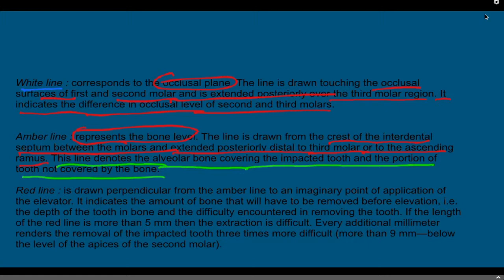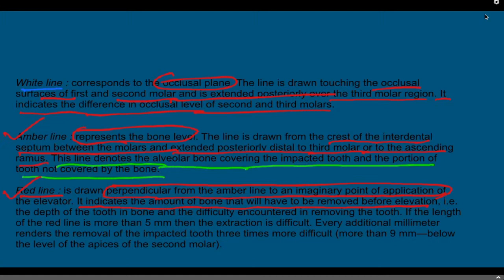The last one is the red line. The red line is a perpendicular that is dropped from the amber line to where you are going to apply the force. So it tells how much bone should be removed before the elevation. The amber line gives the representation of bone levels, amount of bone covered and uncovered, whereas the red line gives information about the quantity of bone that you have to remove before application of the elevator.